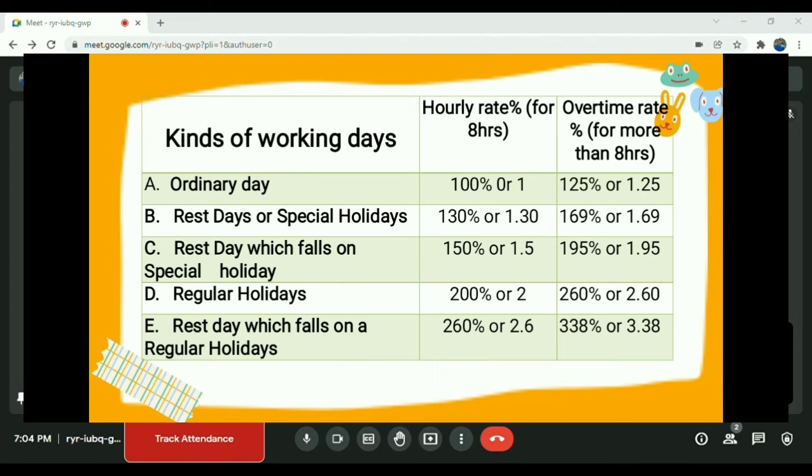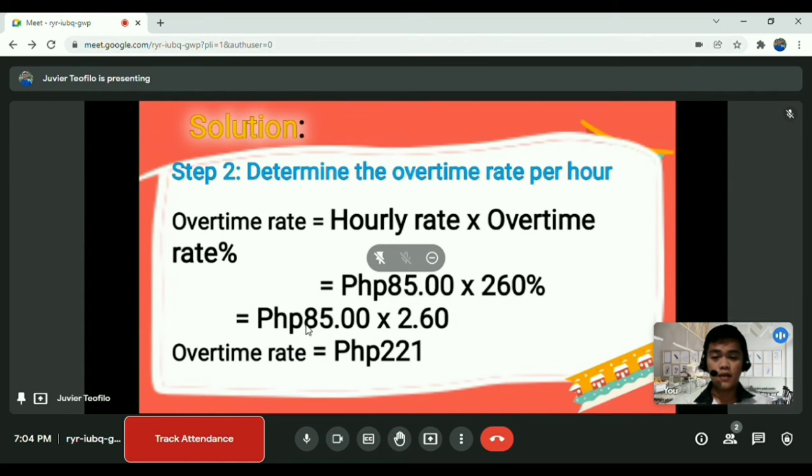So 260% or 2.60 if you're going to compute the overtime for more than 8 hours. Okay, let's use this numerical value of 260% or 2.60. Now we have here 85 pesos times 2.60 is equal to 221 pesos, and this is our overtime rate. And now we have the hourly rate of 85 pesos and the overtime rate of 221 pesos. Now let's use that to get our final answer.